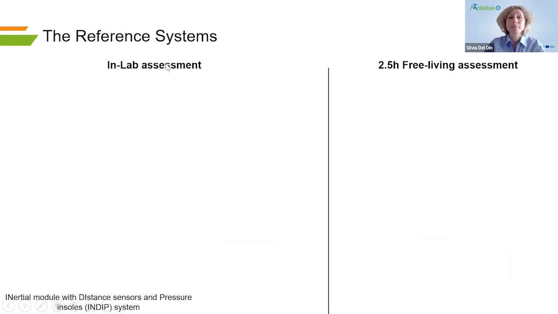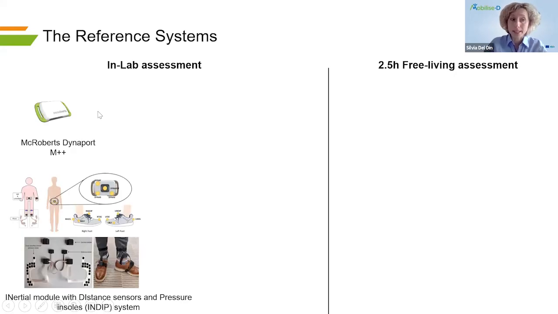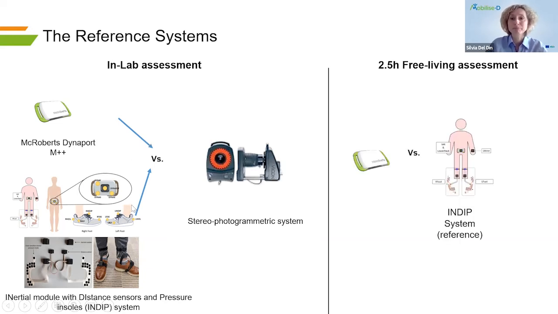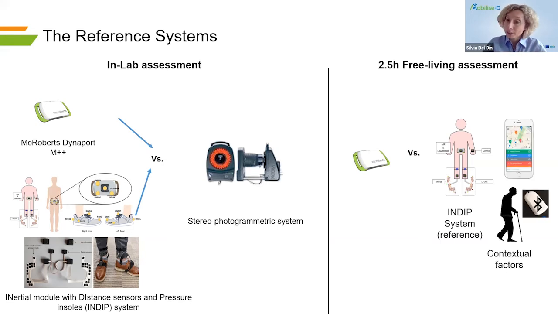So what are our reference systems against which we're going to validate our single sensor? In the lab, we are using the MobiliseD Dynaport, so the single sensor, and the INDIP system. We're going to compare both against a gold standard, which is a stereophotogrammetric system. For the sensor, it's going to be a real validation. For the INDIP system, it's going to be a check of the performance of the INDIP system. For the 2.5 hour free living assessment, we're going to again use the INDIP system as a reference system, and check the performance of the DMOs evaluated with a single sensor versus the INDIP. In the 2.5 hours, we're also going to utilize some contextual factor data that, as you've seen in the previous webinar series, we're going to quantify through the Equora app and Beacon.